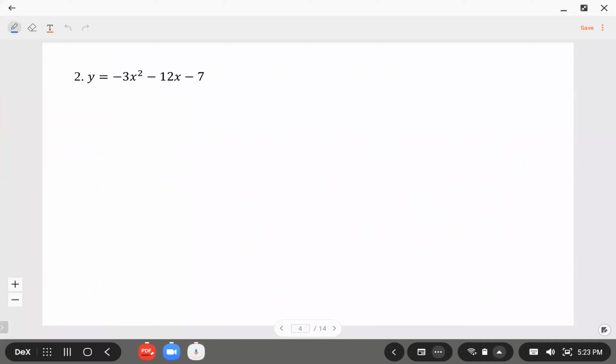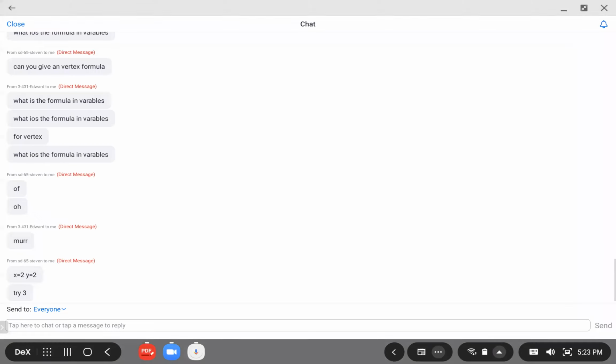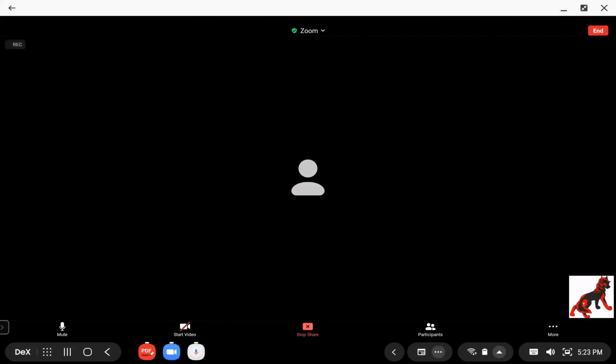Okay. So, second problem. y equals negative 3x squared minus 12x minus 7, okay? Please graph this on your own without Desmos. And then in the chat, put the AOS and also put the vertex, okay? And once in a while, say something so I know you're not dead or something. So I know you're alive, actually paying attention.